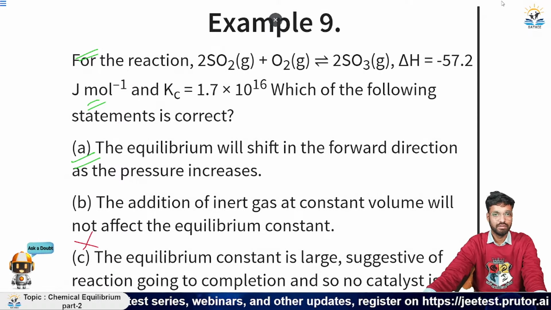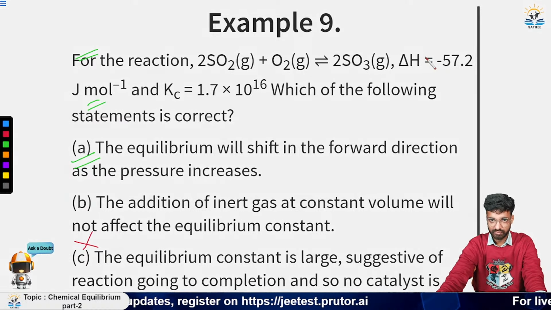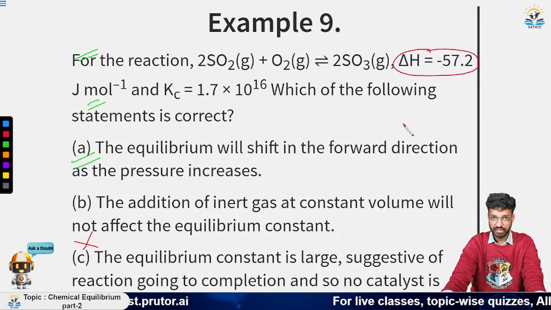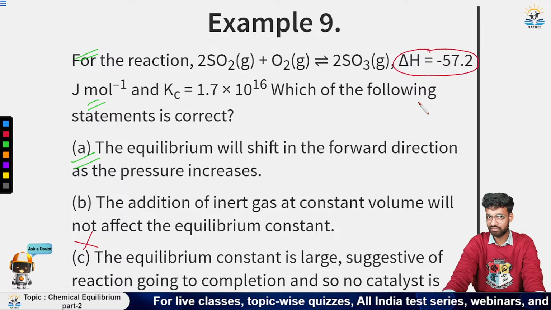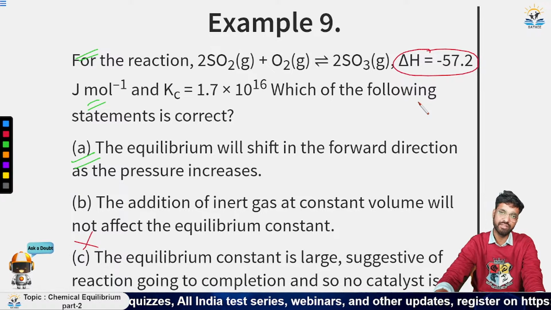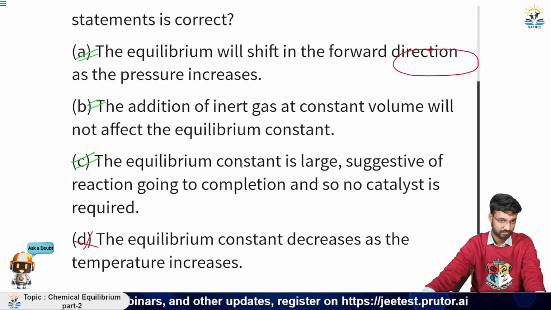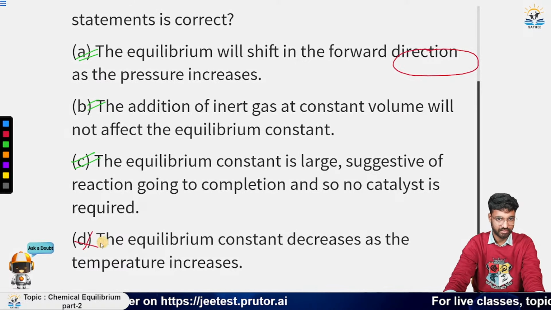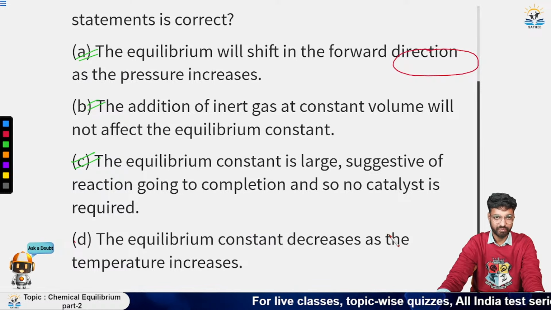Yes, so we have delta H equal to minus 57.2. Since it is negative, this reaction is exothermic, that is, we are getting some amount of heat released. So if we increase the temperature, then the reaction will shift in the backward direction. Equilibrium constant decreases as we increase the temperature.